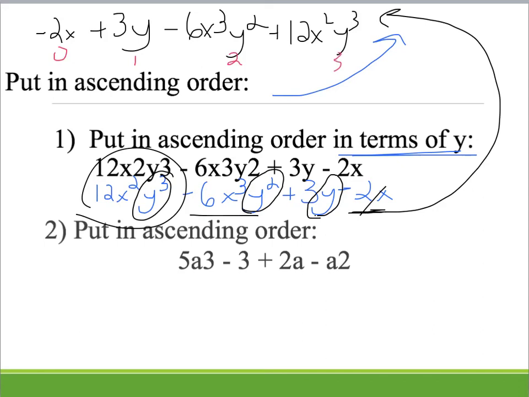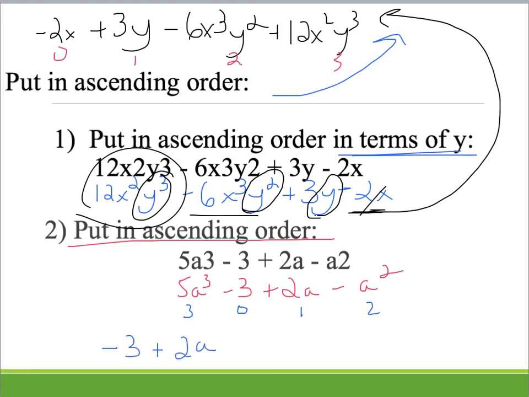And then the last one here, we're just going to put them in ascending order. It doesn't matter what variables we have here. The original was 5a to the third minus 3 plus 2a minus a squared. Ascending, we want the smallest first. So here we have 0, 1, 2, and 3. So in order: negative 3 plus 2a minus a squared plus 5a to the third.